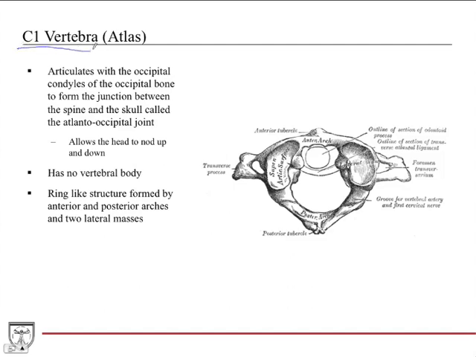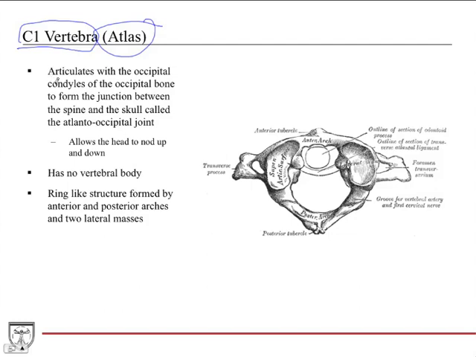So C1, the very first vertebrae, it's also called the atlas. These are used interchangeably. Atlas refers to a figure in Greek mythology. And there's a famous image of him bearing the weight of the world, and so that's where that comes from, because it's thought of as the C1 vertebrae is bearing the weight of the skull. So that's why it's called the atlas.